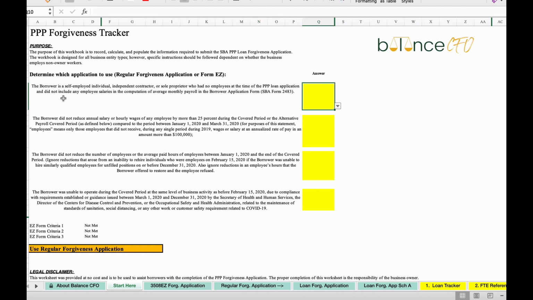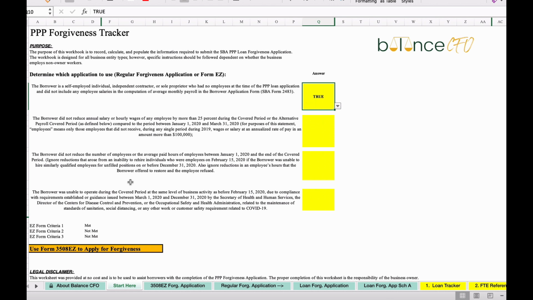So you'll see it's the borrower, self-employed, independent contractor, sole proprietor who had no employees when you applied for PPP, and you did not include any employee salaries in the computation of average monthly payroll. So if you applied and didn't include anybody but your own salary in your PPP application, you can say yes here.